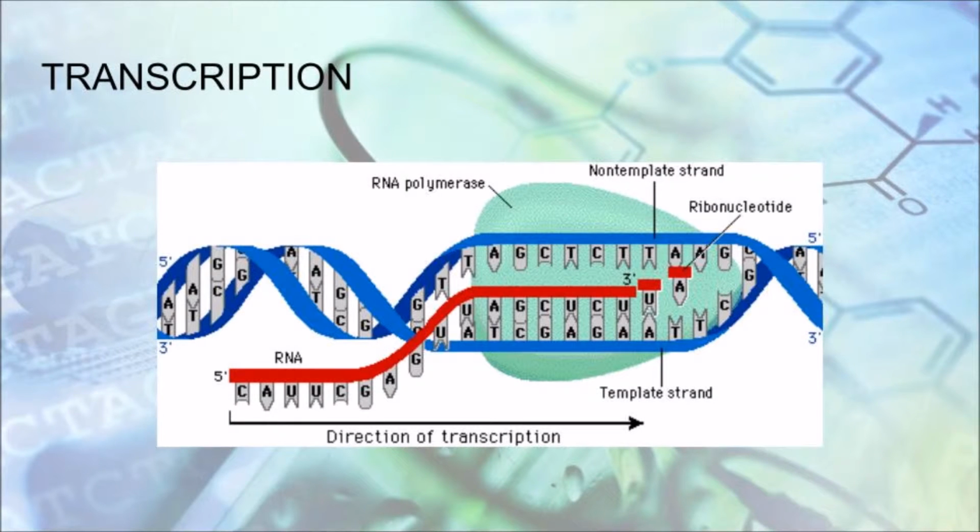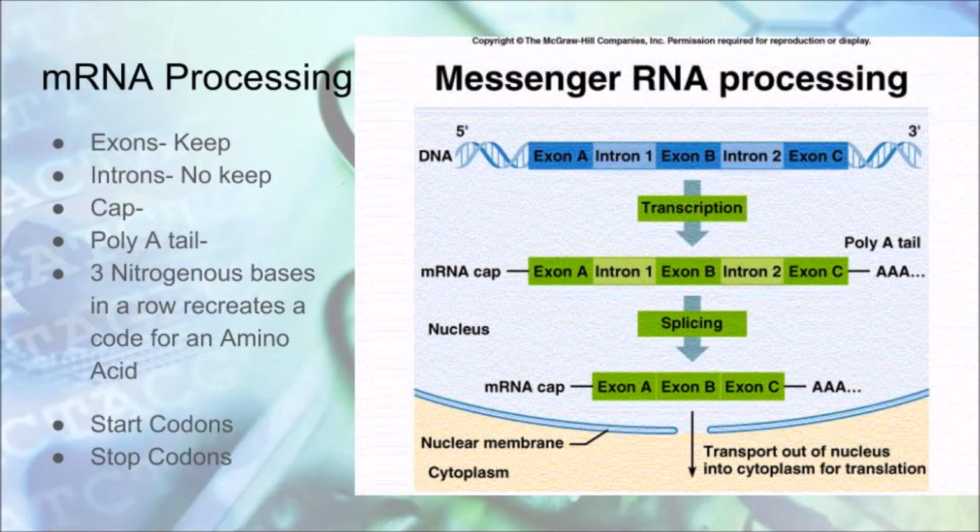The code on the DNA molecule is copied by an mRNA molecule during the process of transcription. Before the mRNA molecule can leave the nucleus, it must go through a process called mRNA processing. There's 4 parts of the mRNA molecule. There's exons, introns, a cap, and a poly A tail.